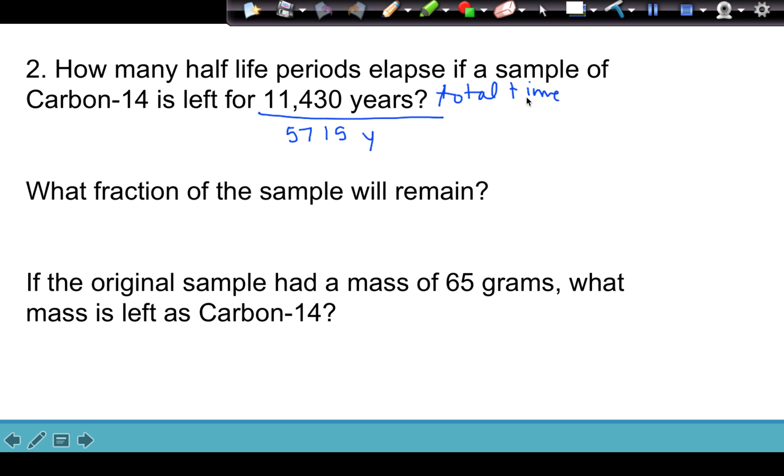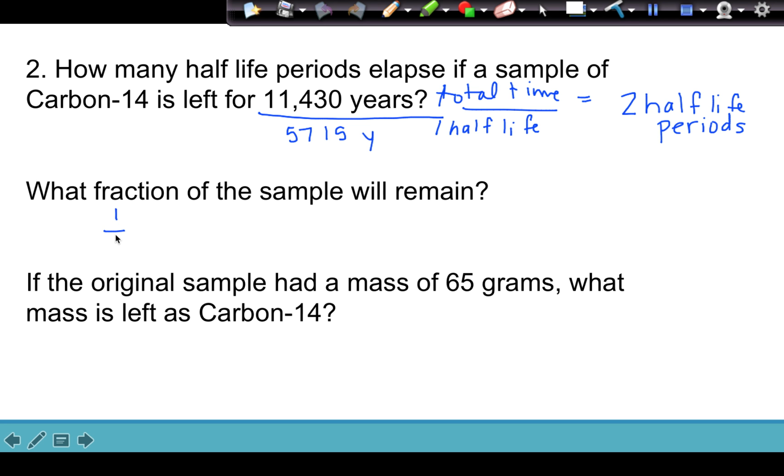So you're going to quickly do in your calculator the total time of 11,430 divided by the time for one half-life to get the number of half-life periods. So while you do that on your calculator, plug those numbers in, and you should have gotten 2. What that means is that 2 half-life periods have gone by.